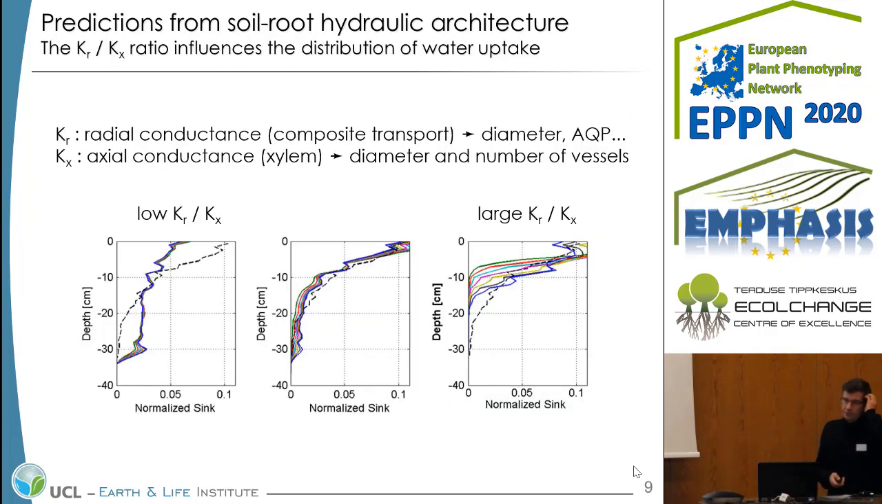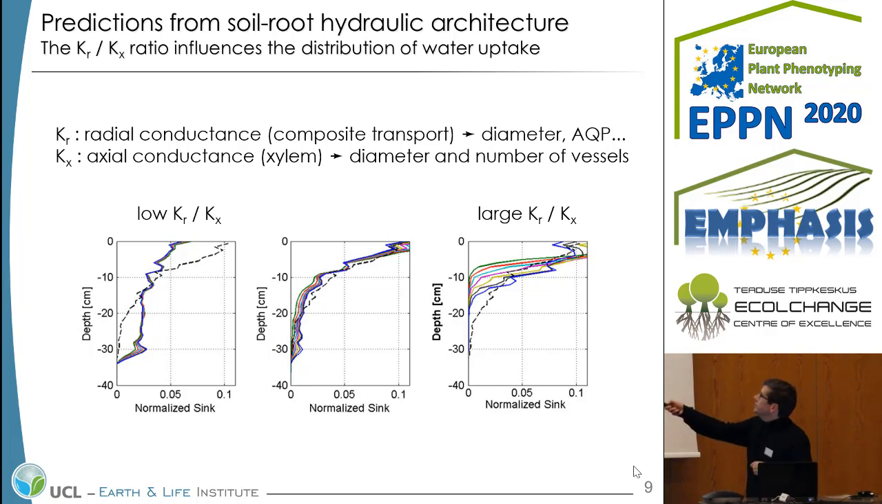So now, some predictions: we are simulating, so we will play with the different parameters. In this case, we are playing with the ratio of the radial conductance of a root segment to the axial conductance of a root segment. The axial conductance is basically xylem, number and xylem diameter.